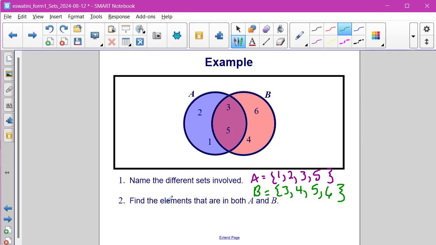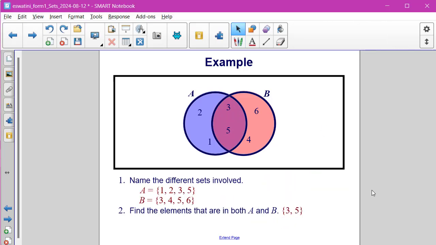Now let's answer question 2. Find the elements that are in both A and B. Well, A and B is this middle section right in here. And the only elements that are in both A and B are 3 and 5. And here are the solutions to these two example problems, and they do match the solutions that we found.